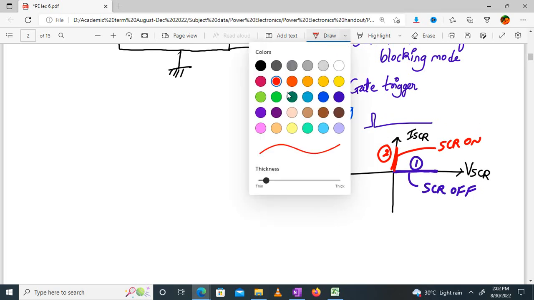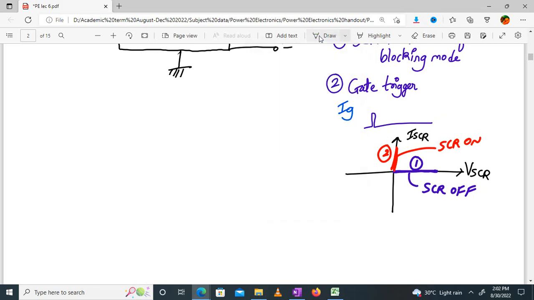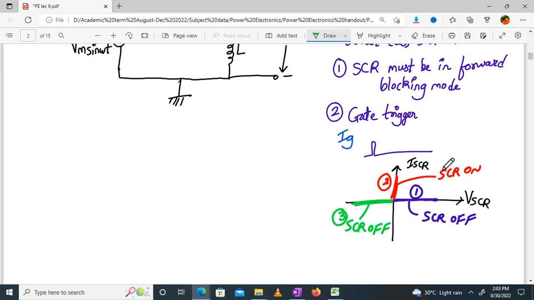And then the last one over here, SCR is off. So what's the difference between 1 and 3? Region number 1 will block forward voltages and region number 3 will block negative voltages. SCR is off in both the places. So when we say SCR must be in the forward blocking region, it means it should be here, meaning across the SCR there should be forward voltage.